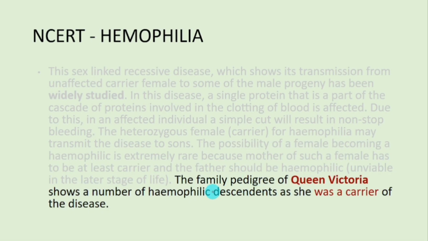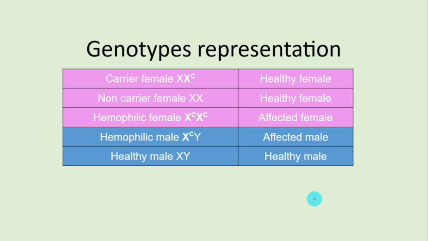And then we will look into the family pedigree of Queen Victoria. So she was a carrier, and because of that, there were number of hemophilic descendants in the family. So first you have to familiarize yourself with these genotypes.